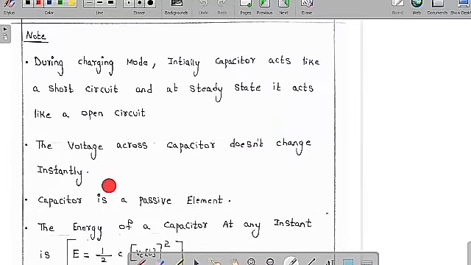Suppose it changed instantaneously, then a huge spike in current would occur, meaning there would be a lot of spark. For that reason the voltage across the capacitor doesn't change instantaneously. The capacitor is a passive element. Passive elements can store energy and deliver energy, but an active element is always delivering energy. So resistor, inductor and capacitor are passive elements, not active elements. An active element can do amplification and deliver energy for infinite time. So the capacitor is always a passive element.